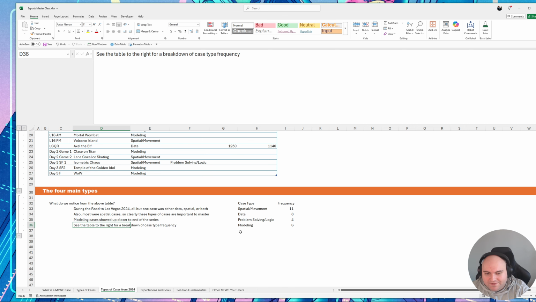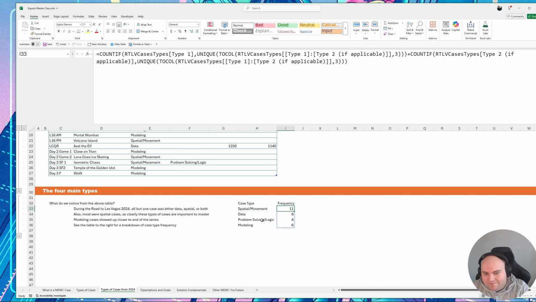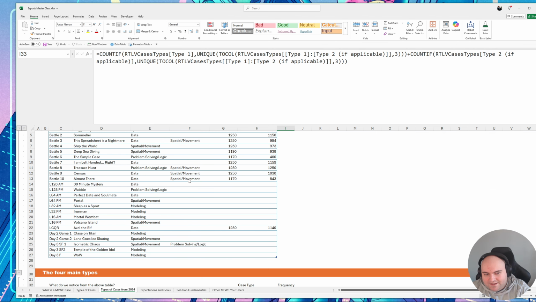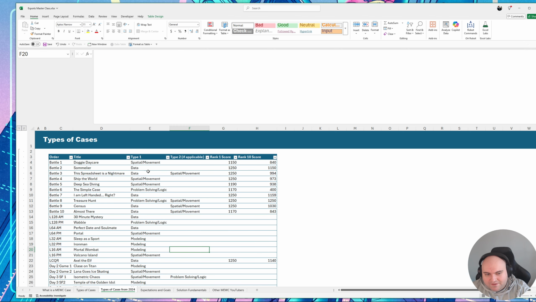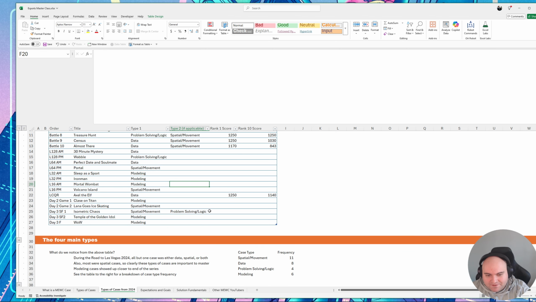And I also have a little breakdown of the frequency. From here, we've got spatial and movement making up the most. And again, this is counting both type 1 and type 2 if it falls under both. But spatial and movement showed up most frequently, followed by data, followed by problem solving and logic, and then modeling.